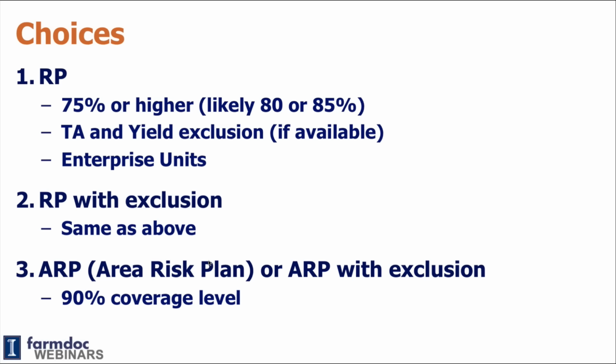So, just to summarize where we think most people should be: RP at 75% or higher coverage level. We would suggest taking the trend adjustment, the trend-adjusted APH, and the yield exclusion, if the yield exclusion is available. We'll give an example in a minute, but if those two things are available, they will generally increase the guarantee, and that guarantee will provide more coverage.